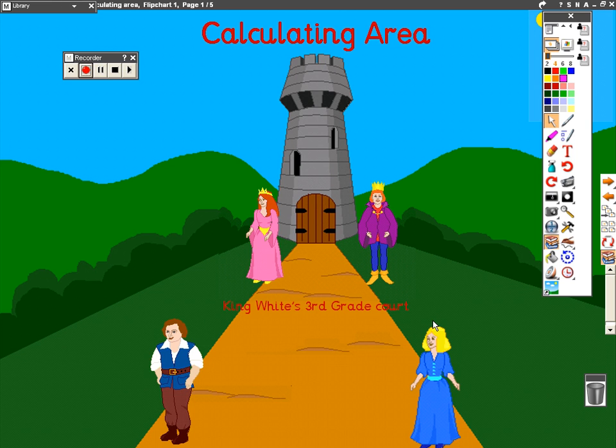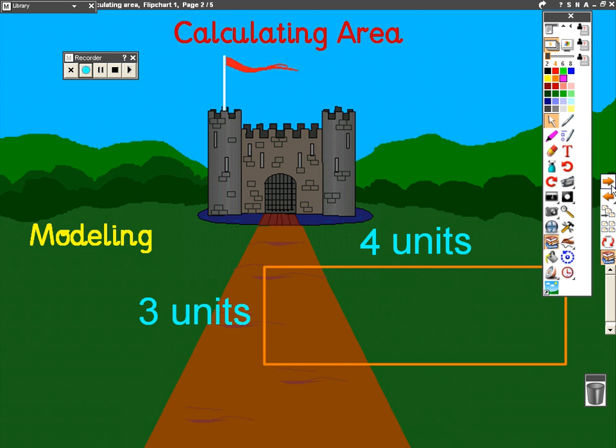Today we're talking about calculating area. Okay, first way, a couple different ways you calculate area. First, you can model it.